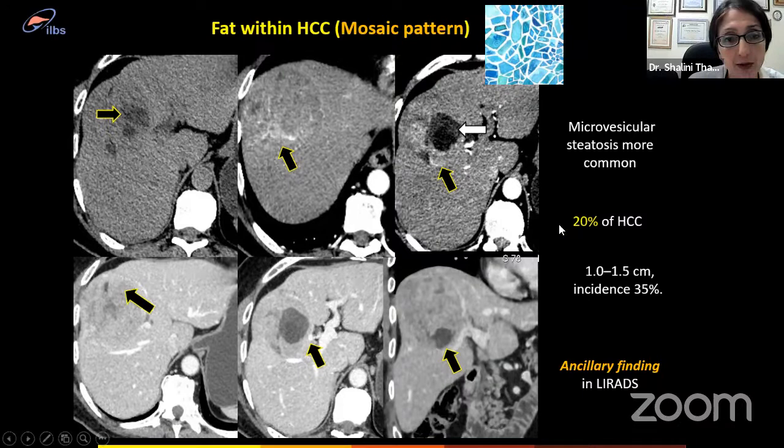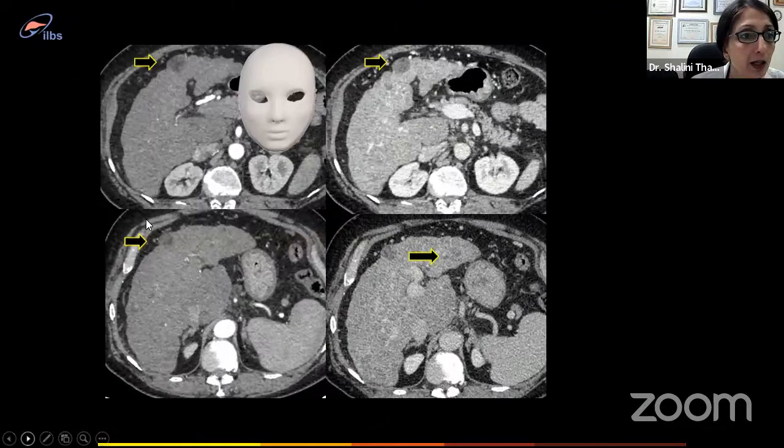20% of SCCs are bound to have fat within them, and they can range from 1 to 1.5 centimeters. The incidence of smaller tumors is about 35%. And this has been labeled as an ancillary finding in the LIRAD table. Look at this lesion. Like I just said, 1 to 1.5 centimeters. This lesion is about 2.5 centimeters.